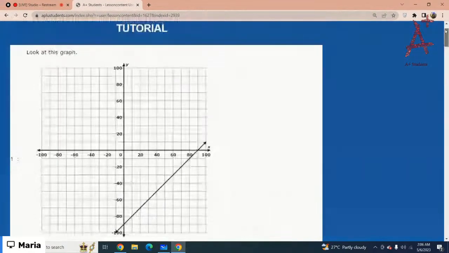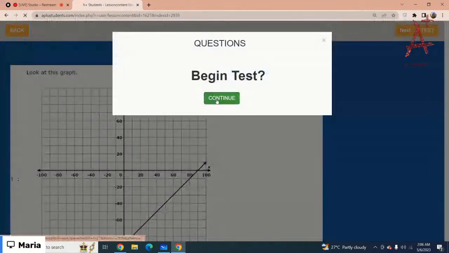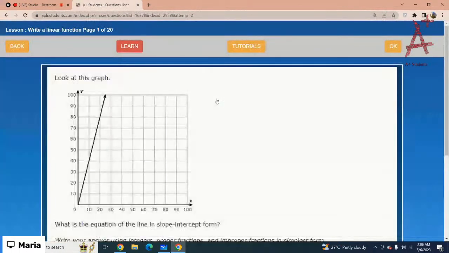Okay, let's just start with the test questions. Okay, now you're given the graph. You have to calculate the slope of the graph and the y-intercept. You have to calculate m and b.